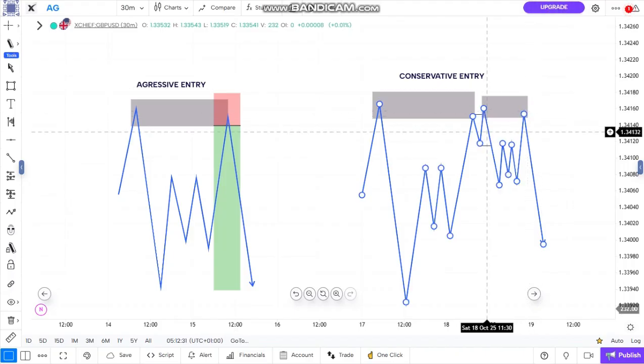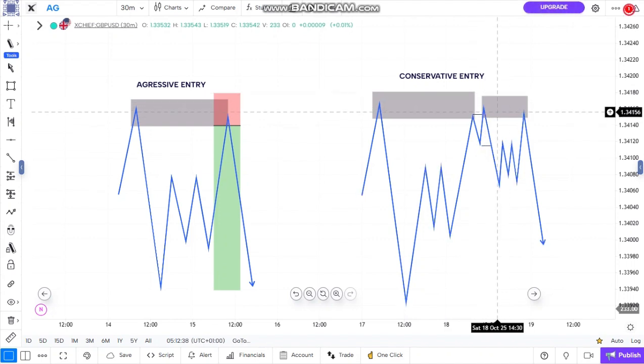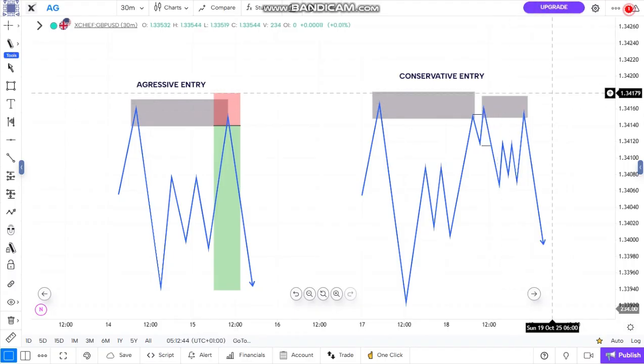So after we see this change of character, we are going to go to our lower time frame to look for the other block price left behind. Don't worry, I'm going to show you cherry-picked examples in the live market so you can see in hindsight what it actually is like.